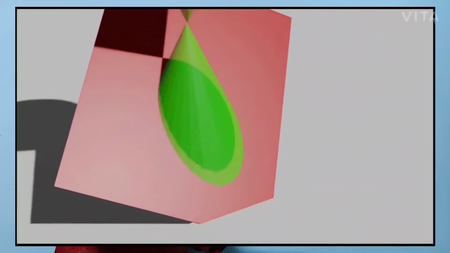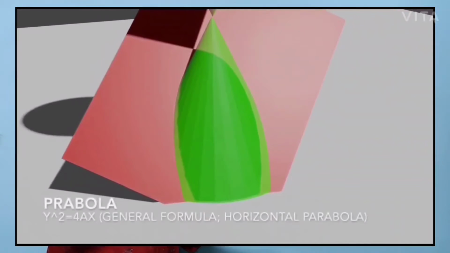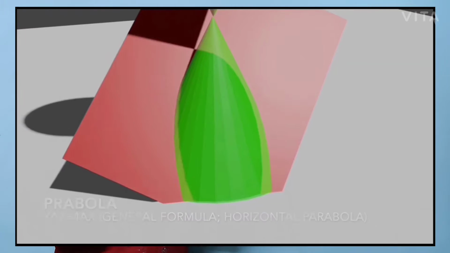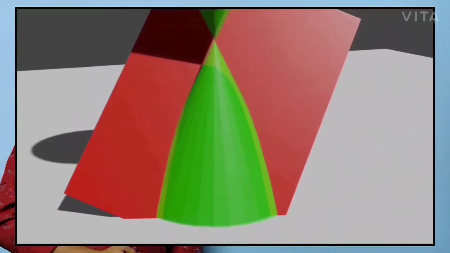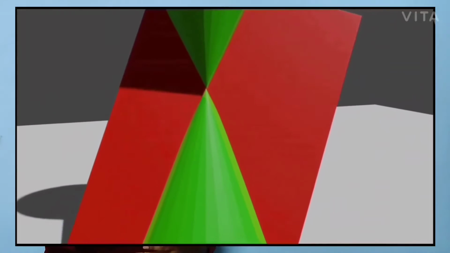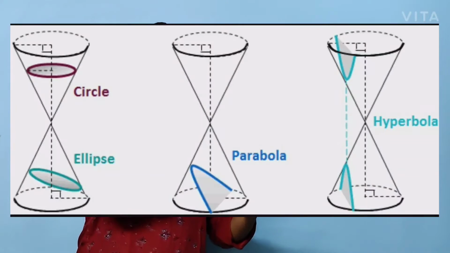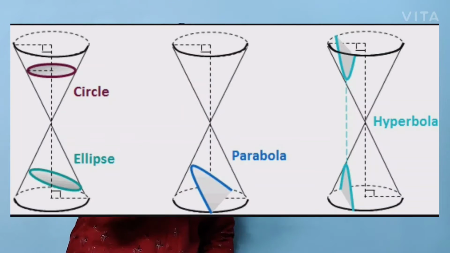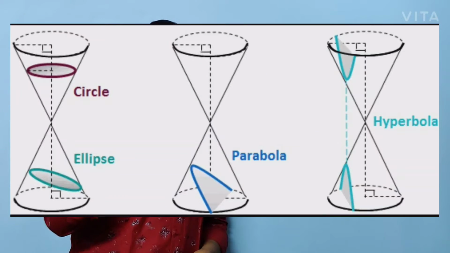And also when we tilt that still more, and this plane is parallel to the generator, we get a shape called a parabola. And when we intersect it in a vertical way, means it will be parallel to the axis, then we get a shape that is a hyperbola.